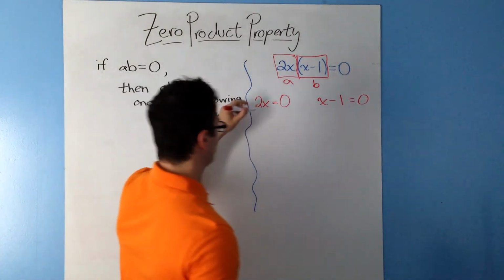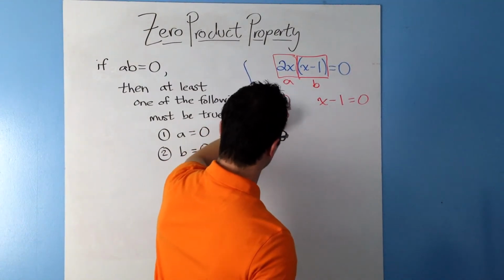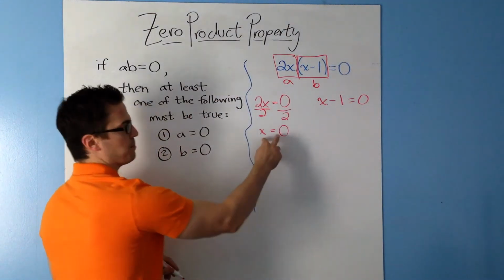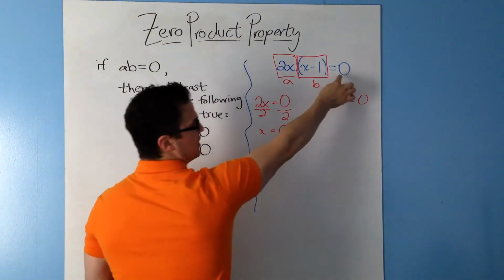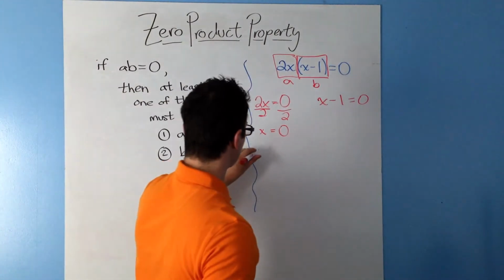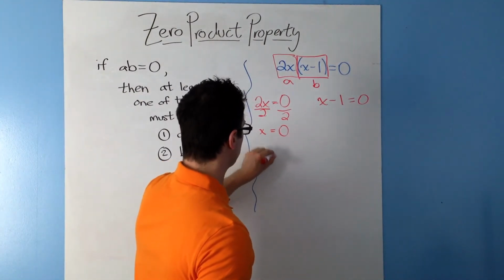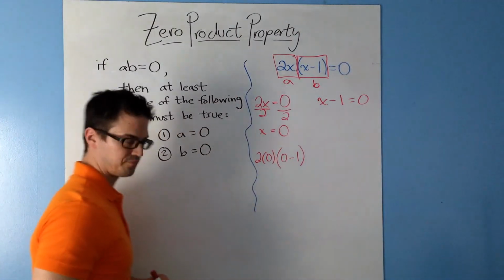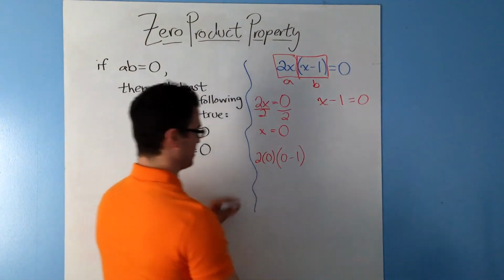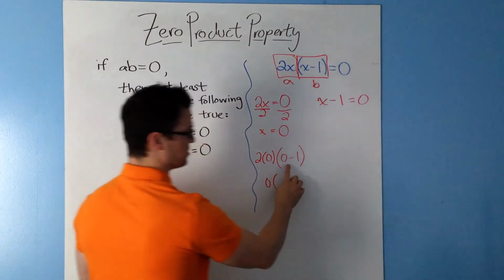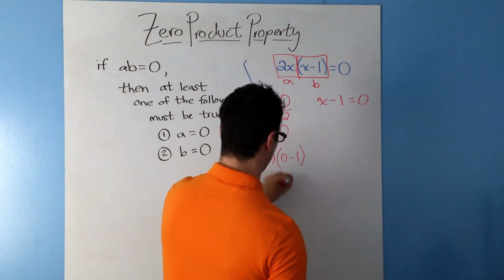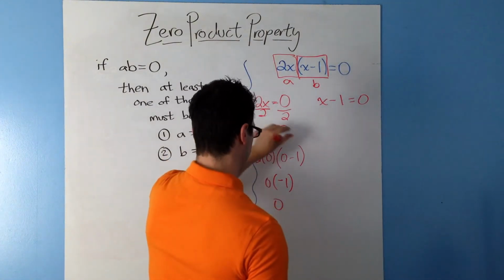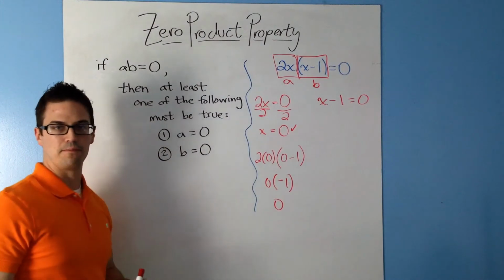So if you divide both sides by 2, pretty easy, you get x equals 0. So to test this number out, I'm going to plug this x back into this equation to see if I get 0. We'll end up with 2 times 0 times the quantity 0 minus 1. Well, 2 times 0 is 0, times 0 minus 1 is negative 1. It doesn't matter that this is negative 1 because with the 0 right here, you end up with 0. So this actually works for an answer of 0.